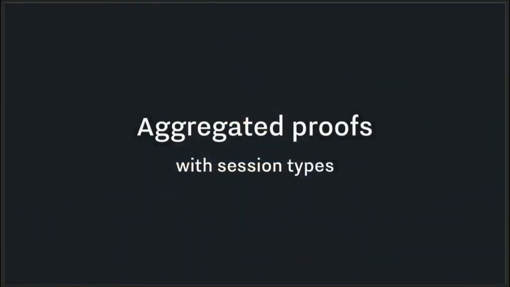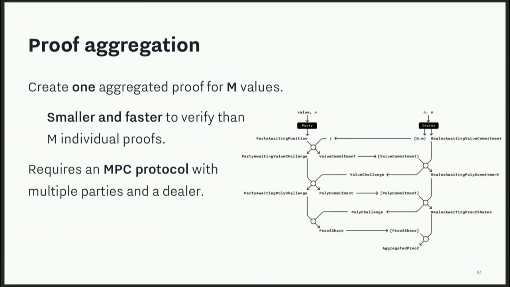So wait, it gets better. You can actually do aggregated proofs using bulletproofs, where an aggregated proof is smaller and faster to verify than the M individual proofs that it aggregates. So this is really awesome. The difficulty with aggregated proofs is that it requires a multi-party computation protocol with multiple parties and a dealer in order to create an aggregated proof.